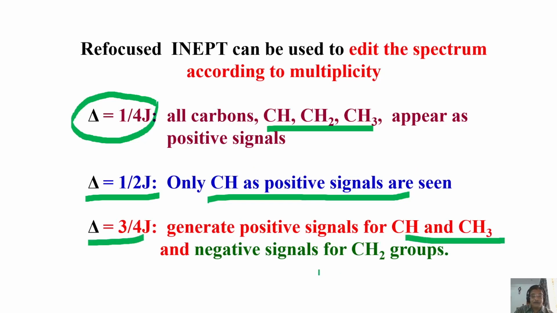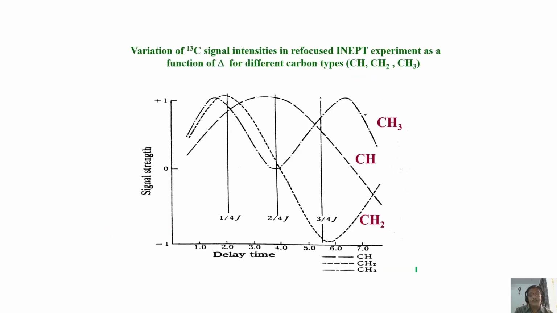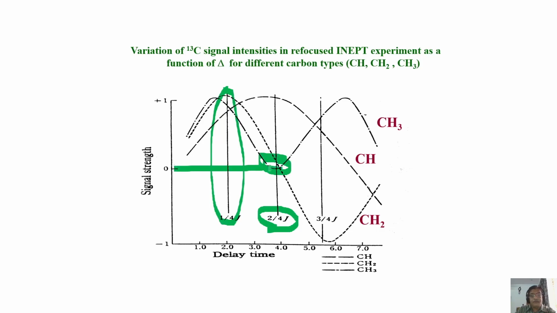CH and CH3 are positive and CH2 is negative. You can see that by the intensity plot as a function of delay time. When it is 1/4 of J, all are positive. Exactly at 1/2 J, CH2 and CH3 both are 0. Whereas CH is positive, maximum positive.